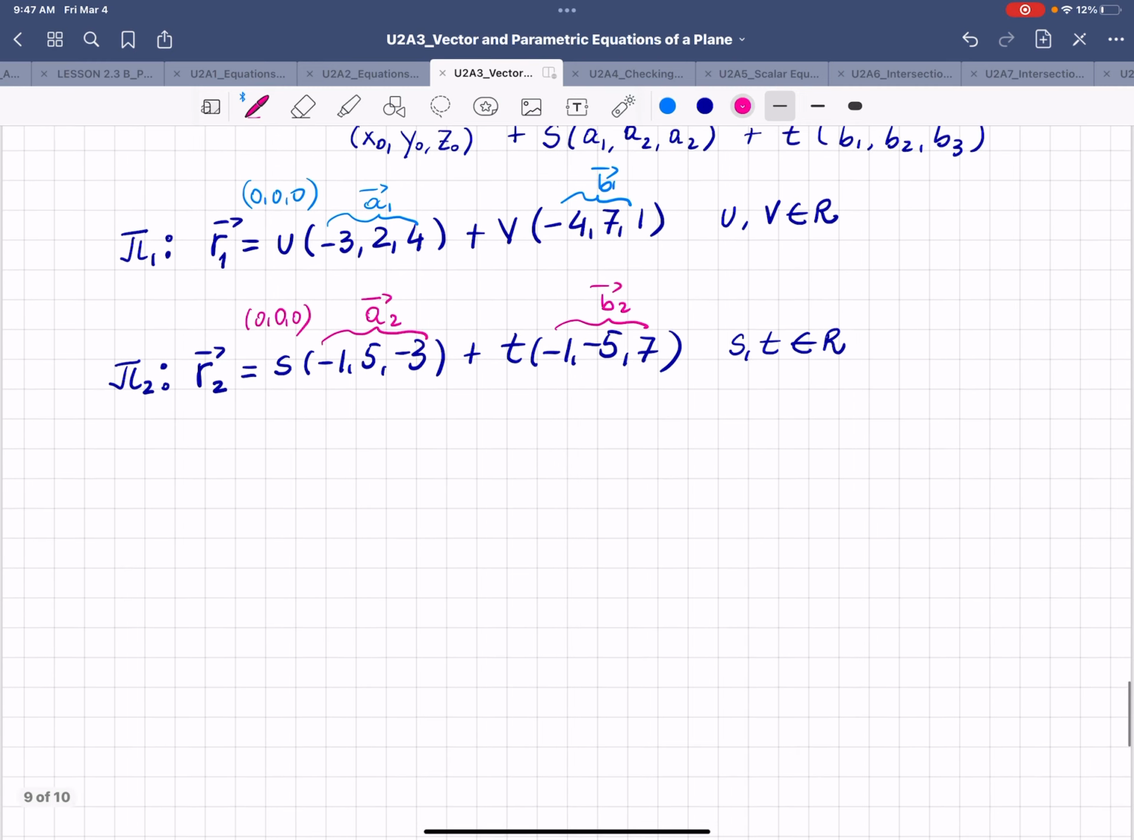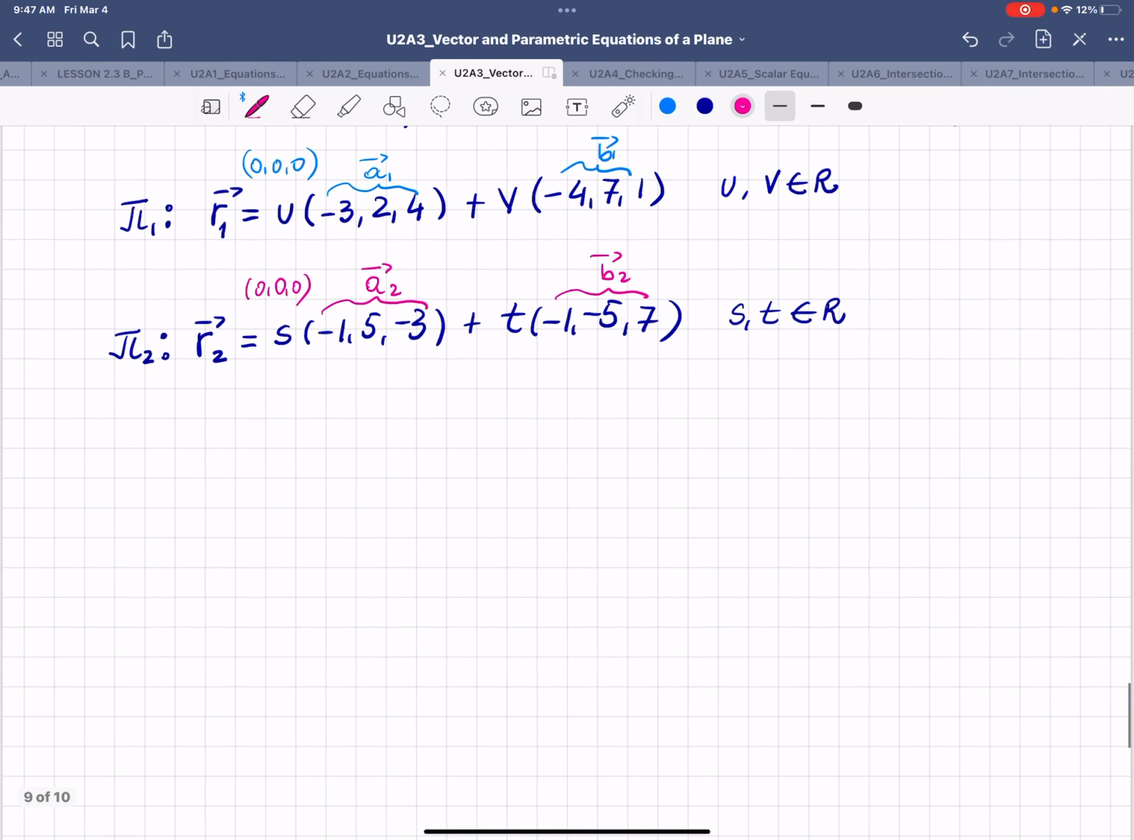So at this point, we would like to think, what makes two equations represent the same plane? Remember that A1 and B1 are already on the same plane. And what I'm going to do is I'm going to draw two vectors, A1 and B1. So let this one be A1 and this one be B1. Now, we also know that vectors A2 and B2 also lie on the same plane.